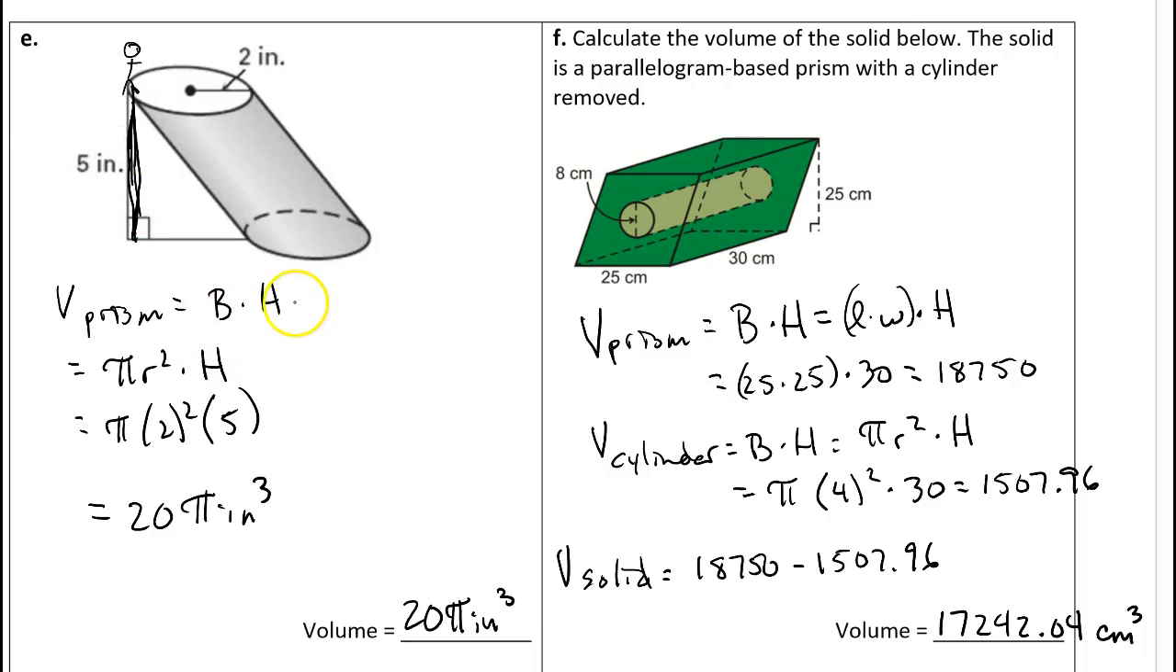So we've got area of the base times the height, and the base is a circle, so that's pi r squared. Plug everything in and you should get 20 pi inches cubed. So again, if you didn't get that answer, check in with somebody.